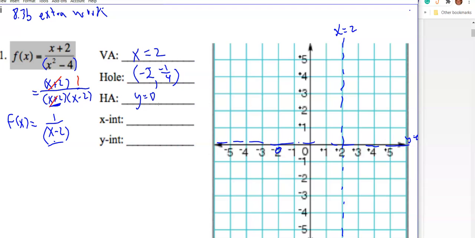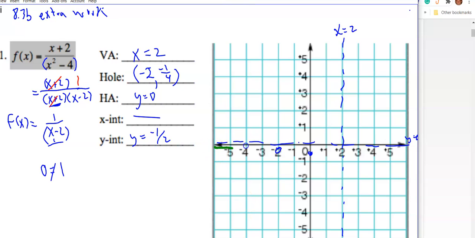X-intercept, well, I like y-intercept first. Plug in x equals 0, so y would equal -1/2. So I just plugged in a 0 right there for x. So -1/2 looks like right here. And the x-intercept, plug in 0 for y. It seems like we did this problem yesterday. There is no x-intercept, which makes sense because 0 doesn't equal 1. Also because it's an asymptote right there.